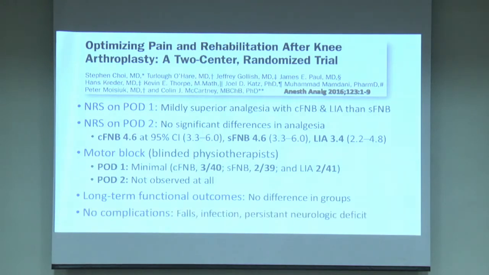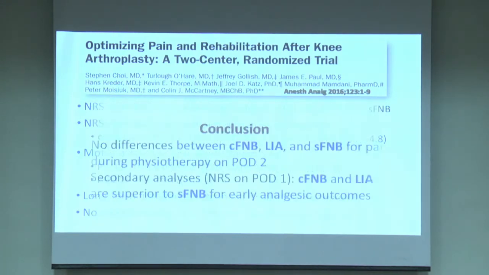There were no complications seen with the femoral block. There were no falls, no infection, no persistent neurological deficit. So the conclusion of the authors was that there are no differences between any of the blocks. The secondary analysis says that the continuous femoral block and the local infiltration are to some extent superior to a single shot during the early time. But in the long term, even if you give a single short femoral block, it seems to work.